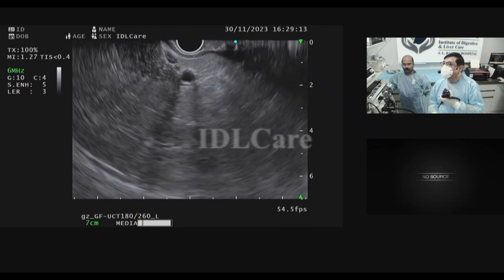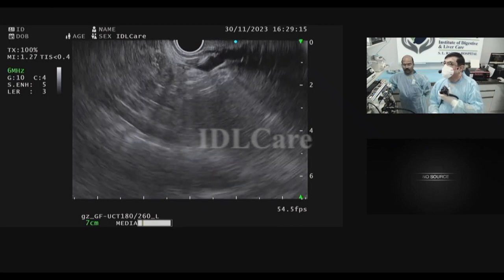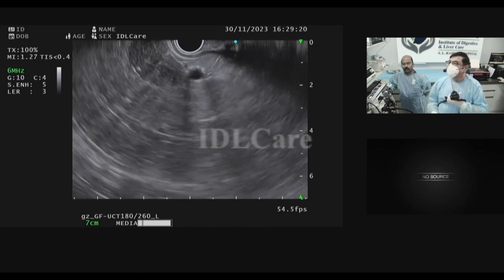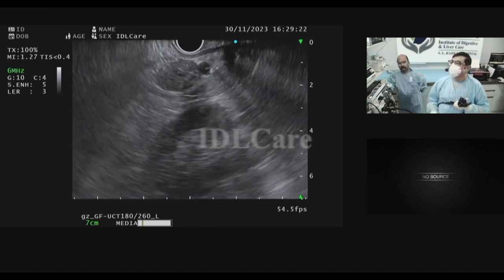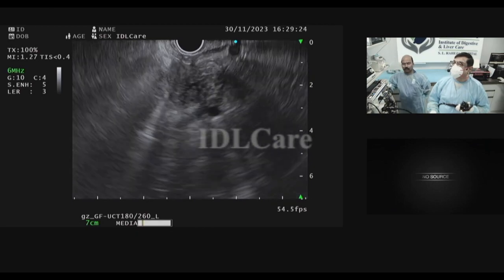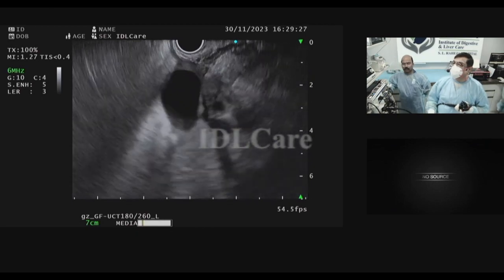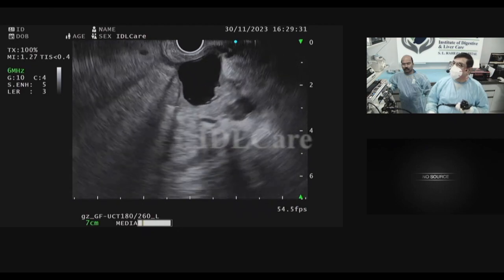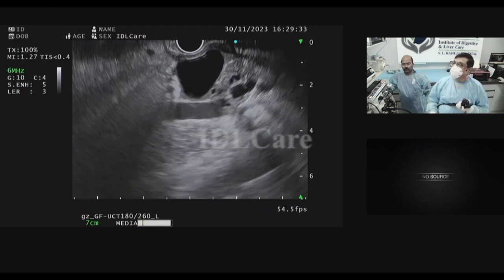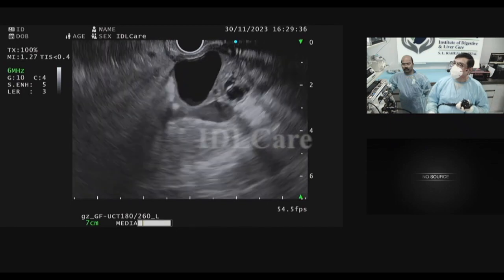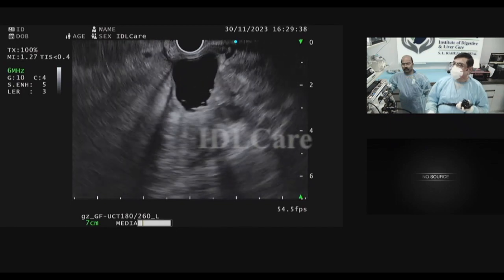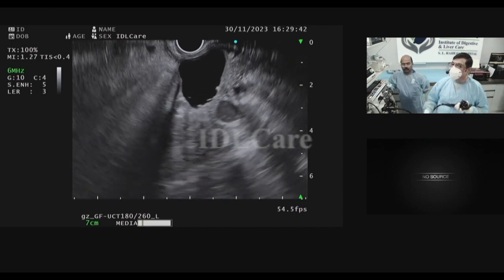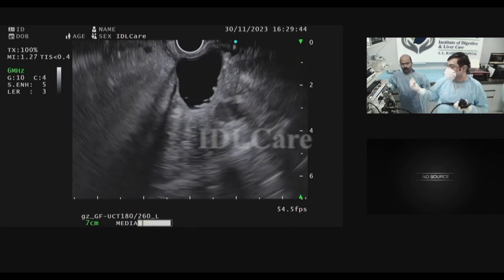Let's go all the way toward the spleen and see what happens. This is the spleen. So dots and strands. There is a cyst, and then now whether we should aspirate this or not, this is probably a serous cystic neoplasm. The other possibility is a pseudocyst. So I think it's better that we quickly aspirate it.